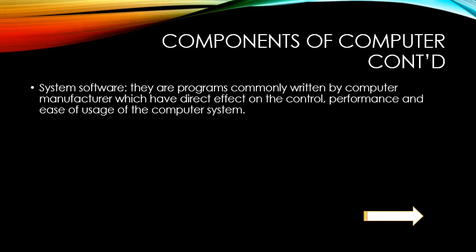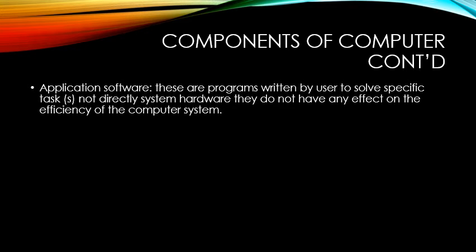The system software are programs written by computer manufacturers which have direct effects on the control, performance, and ease of usage of the computer system. The application software are programs written by users to solve specific tasks, not directly related to system hardware. They do not have any effects on the efficiency of the computer system.